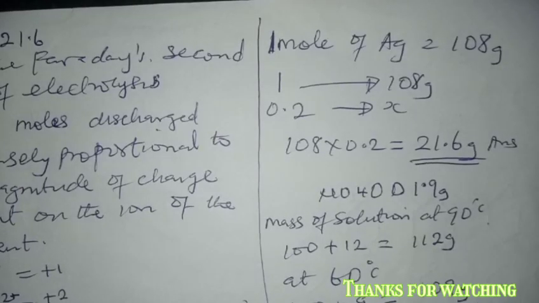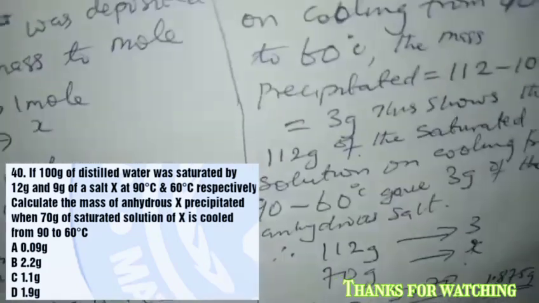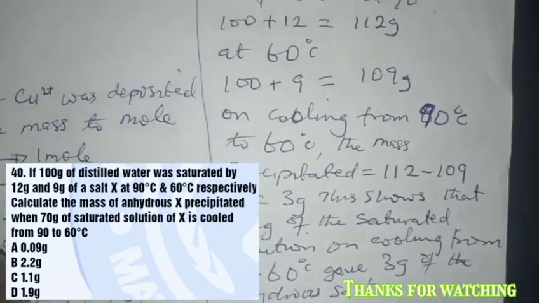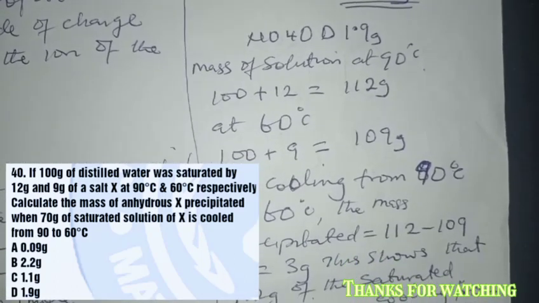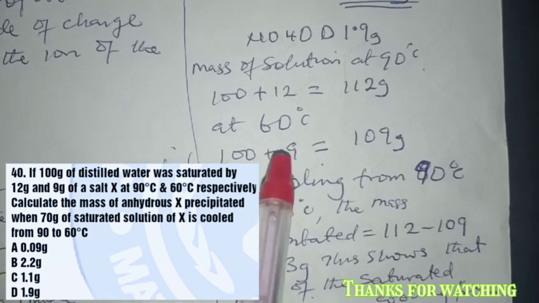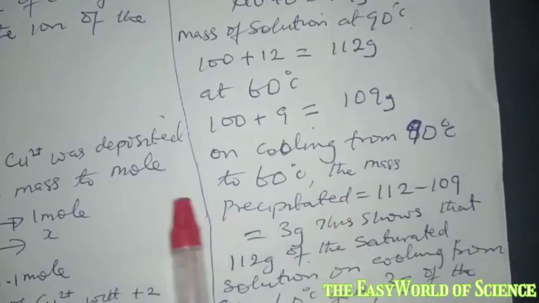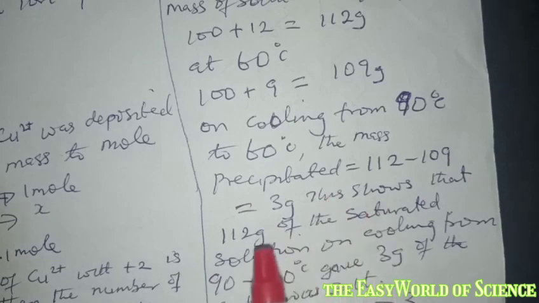Then we go to question 40, which is talking about solubility calculation, how temperature can affect solubility of a given solute here. Check the calculation steps, they are simple. So you have to get the mass of solution. The mass of solution at 90 degrees is 112, then at 60 it is 109, then cooling from 90 to 60 you have 112 minus 109, which gives us 3 grams.